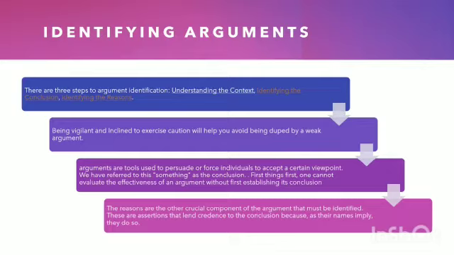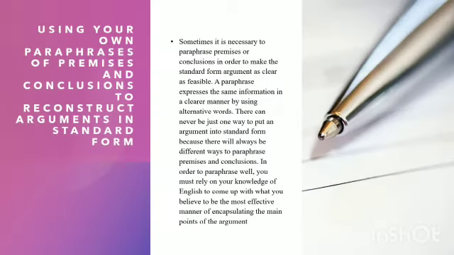For example, Sally says abortion is bad. Bob says it's not bad. These people are having an argument. So, how do we identify an argument? There are three steps: understanding the context, identifying the conclusion, identifying the reasons. Being vigilant and inclined to exercise caution will help you avoid being duped by a weak argument.